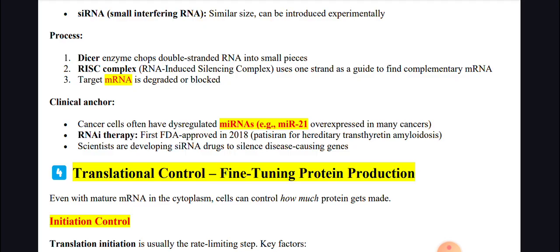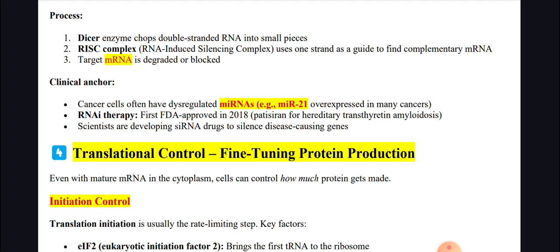The FDA approval of patisiran in 2018, the first RNAi-based therapy, was a landmark moment. It uses RNAi to silence a gene responsible for a rare inherited nerve disease. A whole new way to make drugs.